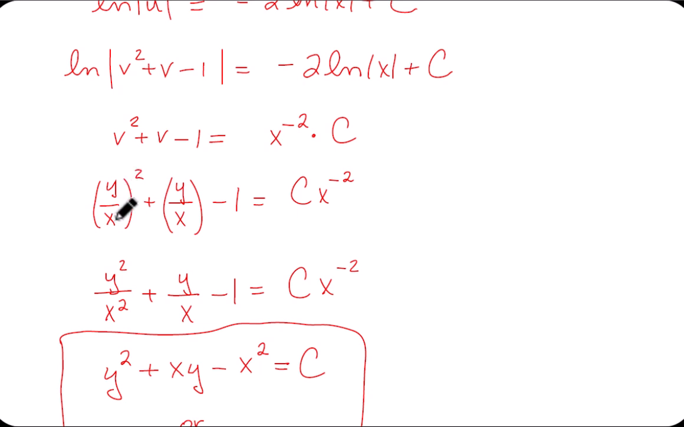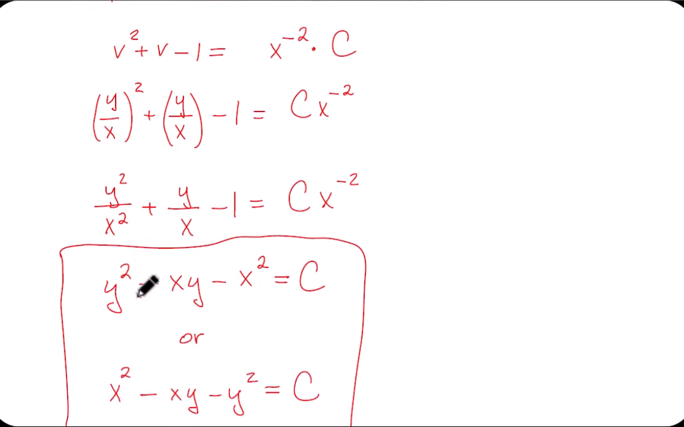Fill back in what we know about v being y over x. All right, so let's see what we can clean up here. If I multiply through by x squared, I would get this relationship. Or if I simplify this in a different way, we can get this relationship where x squared is there on the left.